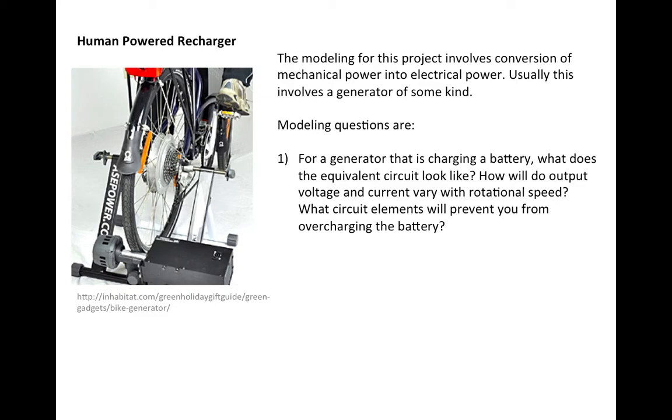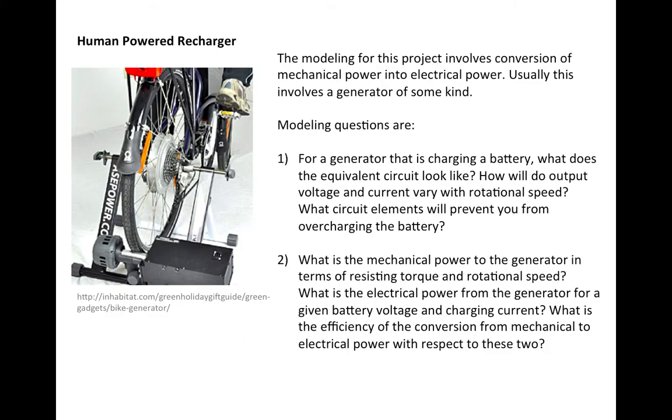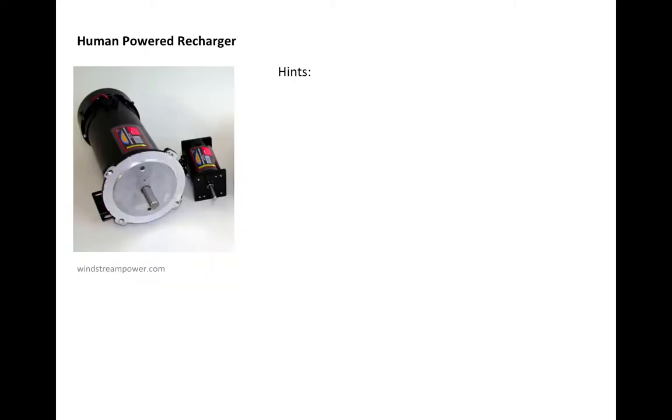What circuit elements could you use to prevent you from overcharging a battery attached to the generator? What's the mechanical power to the generator in terms of resisting torque and rotational speed? What is the electrical power from the generator for a given battery voltage and charging current? And what's the efficiency of the conversion from mechanical to electrical power with respect to electrical and mechanical power?